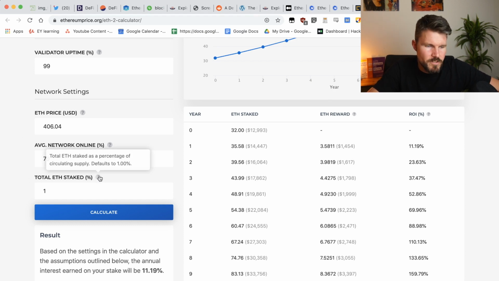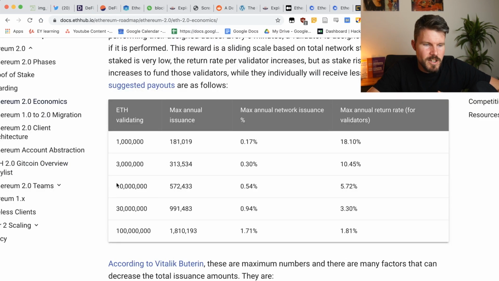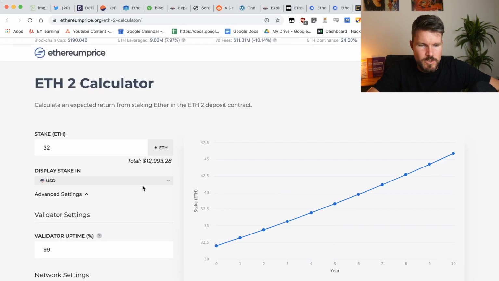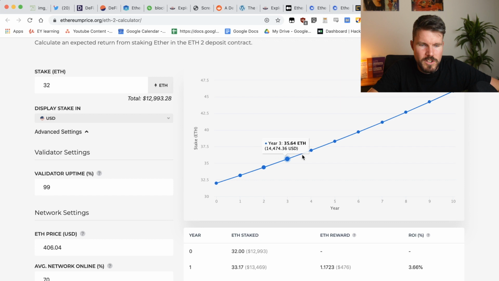And the total amount of ETH that is staked on the blockchain. So like we looked at it before, the higher the amount, the lower the rewards. So let's say 10% of the total circulating supply of ETH is locked up on the Ethereum 2.0 blockchain. You can click on calculate and it will show the cumulative rewards that you'll be earning when staking on the Ethereum 2.0 blockchain.